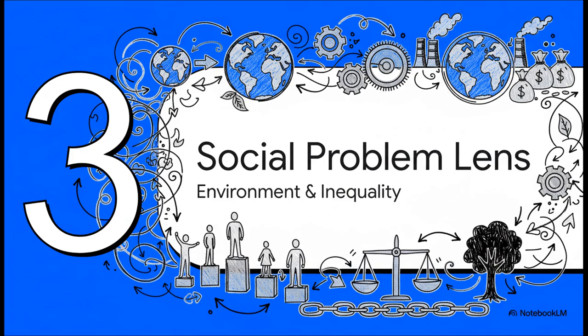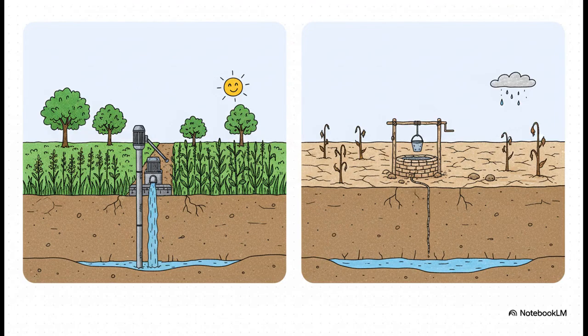Okay, so we've seen the problems, but are these just scientific or technical issues? Absolutely not. In this section, we're going to see how environmental problems are deeply intertwined with social problems like inequality. This is a perfect and pretty stark example.